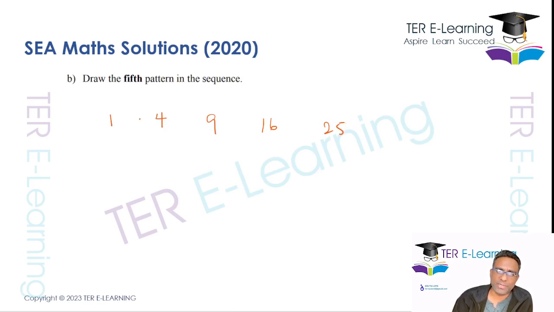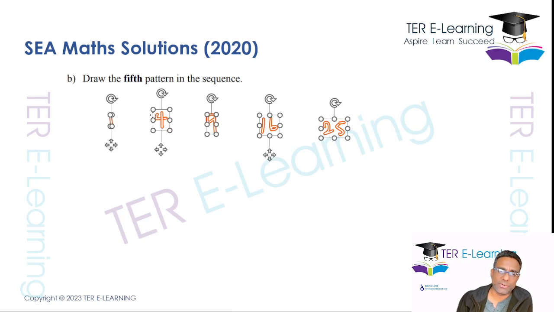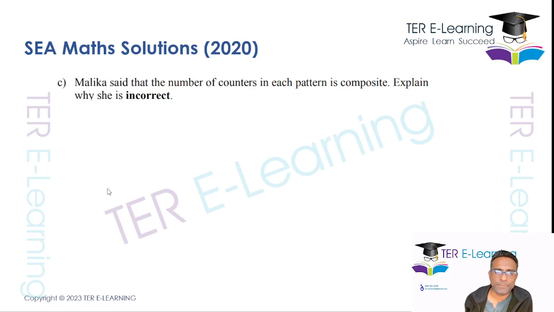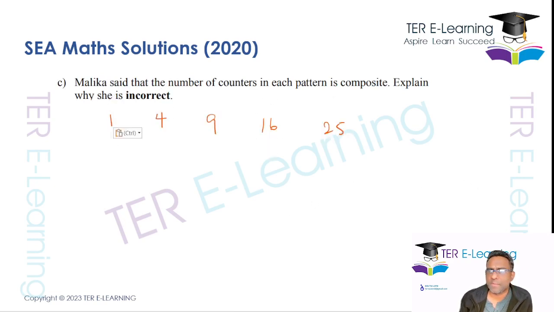Now if you look at these numbers here, you realize that each of them are square numbers. Each of them are square numbers. Okay, so like I'm saying, all of these numbers here, to begin with, all of them are square numbers.